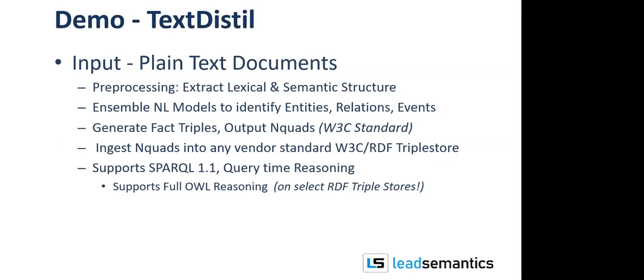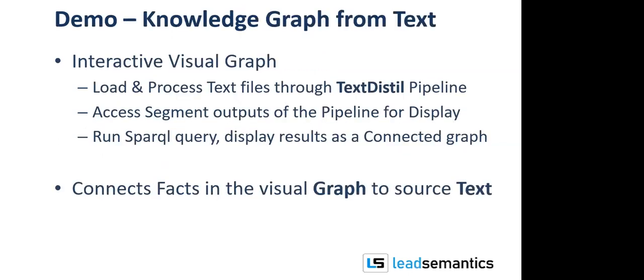And TextDistil pipeline itself supports standard semantic querying like SPARQL 1.1. And then we also support query time reasoning. And then for triple stores that have full OWL support, we support that as well. So query time reasoning kind of does a lot of things for us. So that really helps in extracting derived knowledge as well.